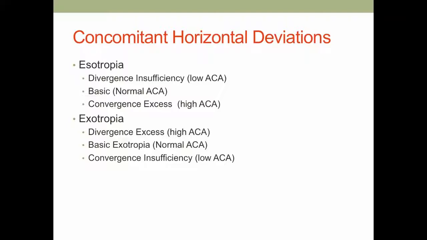In the area of exotropia, divergence excess has been presumed to have a high AC/A, but we'll talk about it really as a normal AC/A. There are other factors which make it look like the AC/A ratio is high. Basic exotropia, the deviation is similar distance and near, and convergence insufficiency, low AC/A, very responsive to vision therapy or orthoptics, possibly prism, in which plus lenses will have a minimum role.